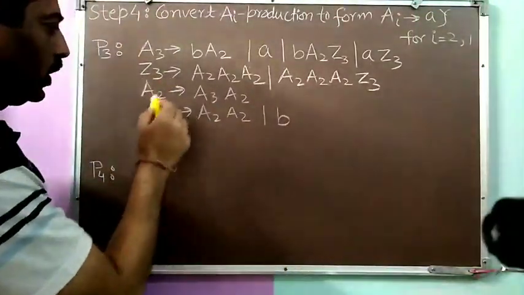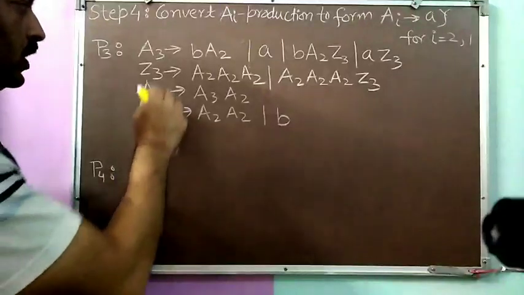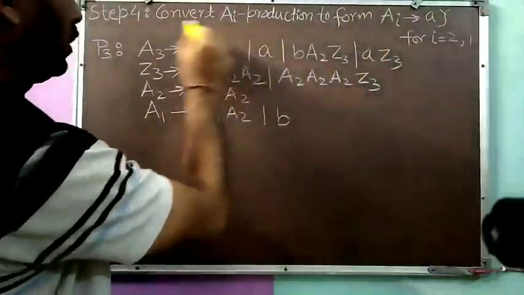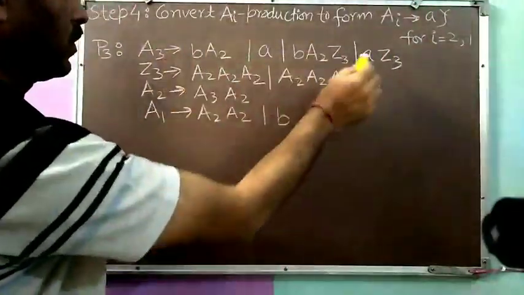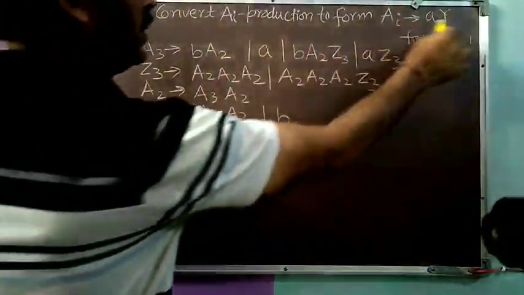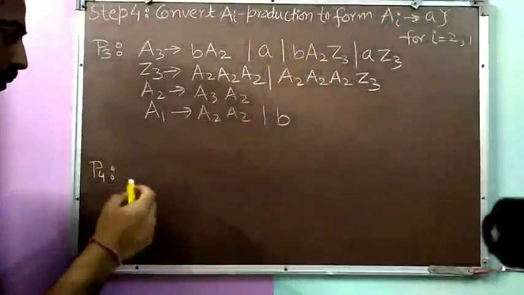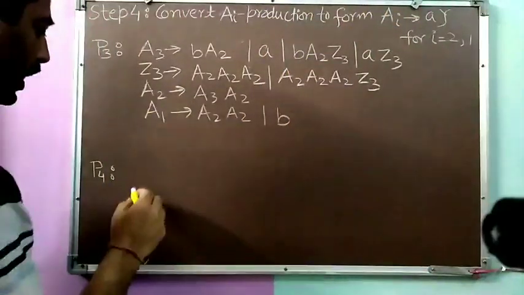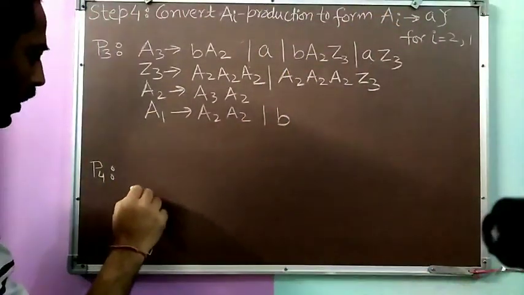So our A2 and A1 productions are like this. With the help of the already converted productions of A3 in the required form, we will convert the A2 productions into the required form. So we'll first convert A2. I am writing A2 here.